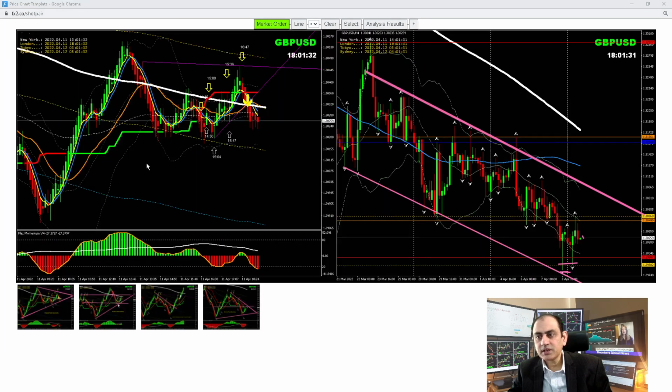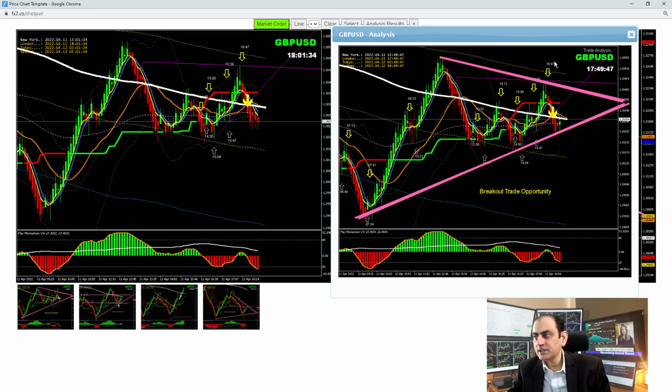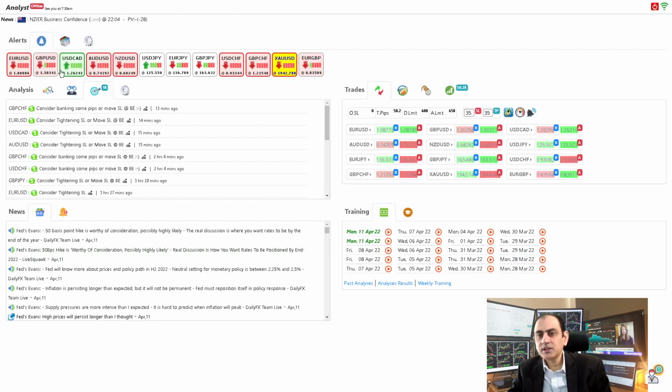Afterwards, you can see here the market consolidated. We're still looking for this breakout. The price hasn't broken this triangle pattern yet. All right, let's move into the dollar CAD.